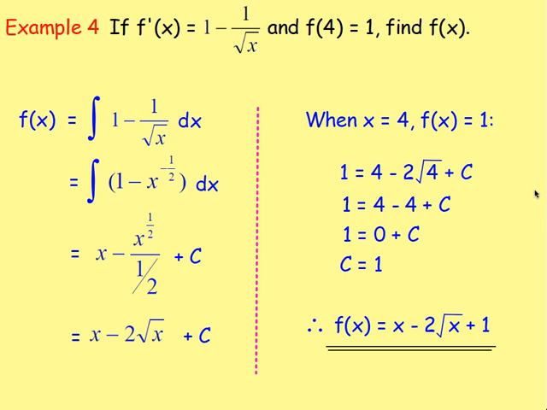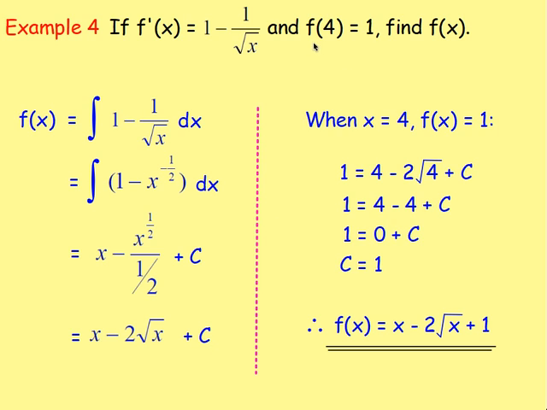We had some more examples. Sometimes it is disguised though, so here is maybe a little trickier because it's telling you that f dash x is equal to this, and it tells you f of 4 equals 1. So find f of x. Well, you know to go back from f dash x to f of x, you've got to integrate. So you will integrate this right-hand side here. If you integrate it, you get back to x minus 2 root x, and again, you've got plus c.